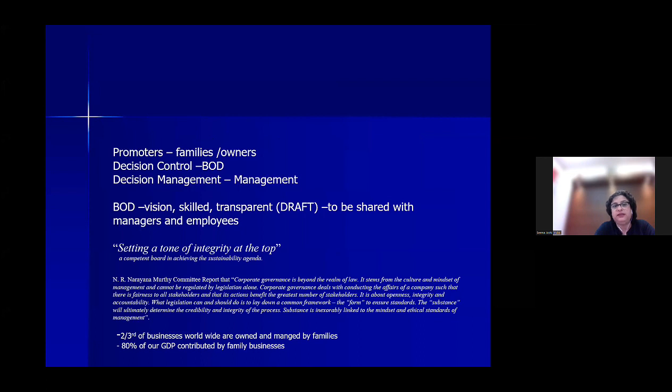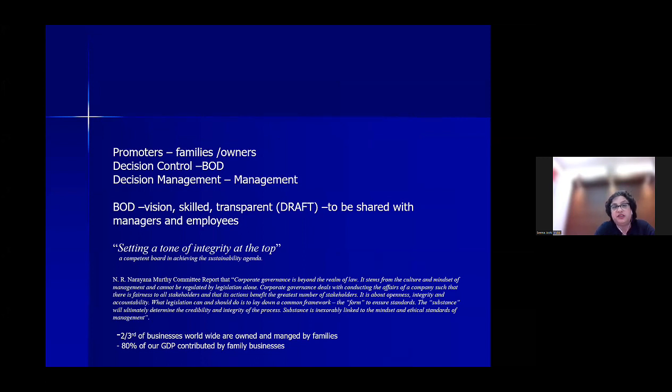And if I talk about India, 80% of our GDP is contributed by family businesses. So these families, these are the promoters of the companies, but they are not able to run the companies because they don't have the skills or they don't have the vision. So they have to rely upon the board of directors, which is a collective body, which is elected, which comprises elective directors, and decision control lies with this board of directors.